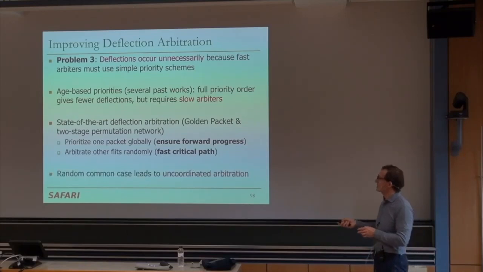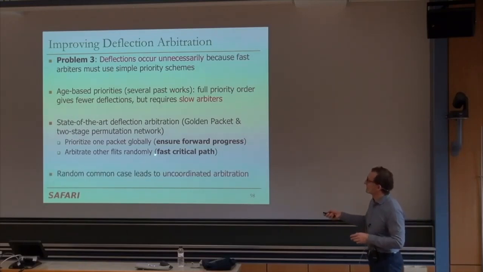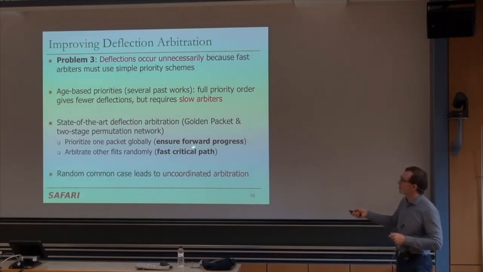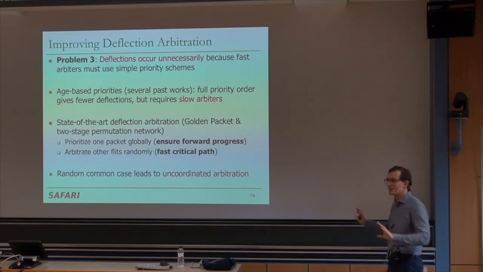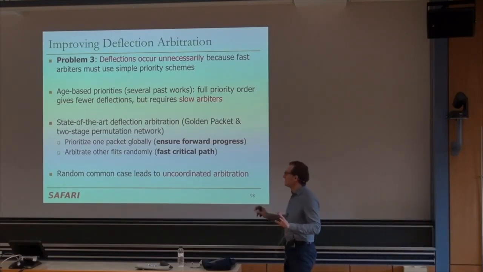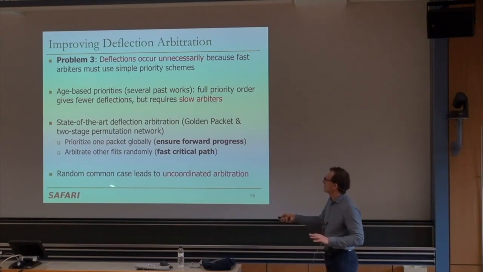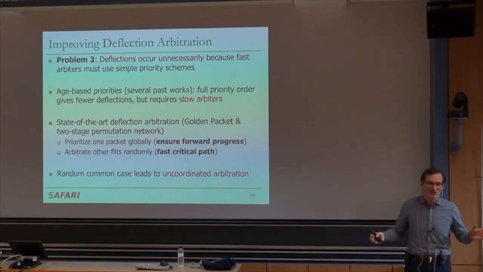But it basically does this. It prioritizes one packet globally to ensure forward progress, but arbitrates among other flits randomly. Random is good for a fast critical path. But random common case leads to uncoordinated arbitration.